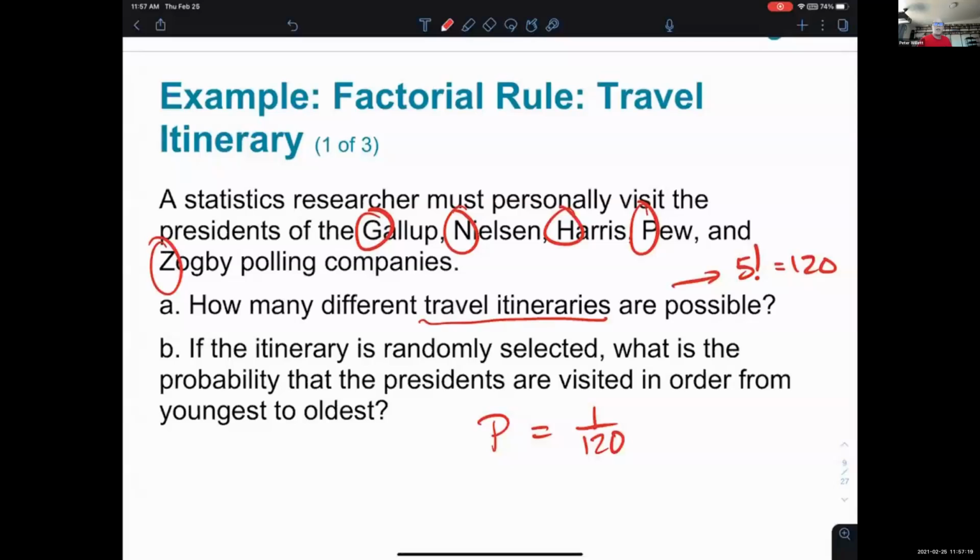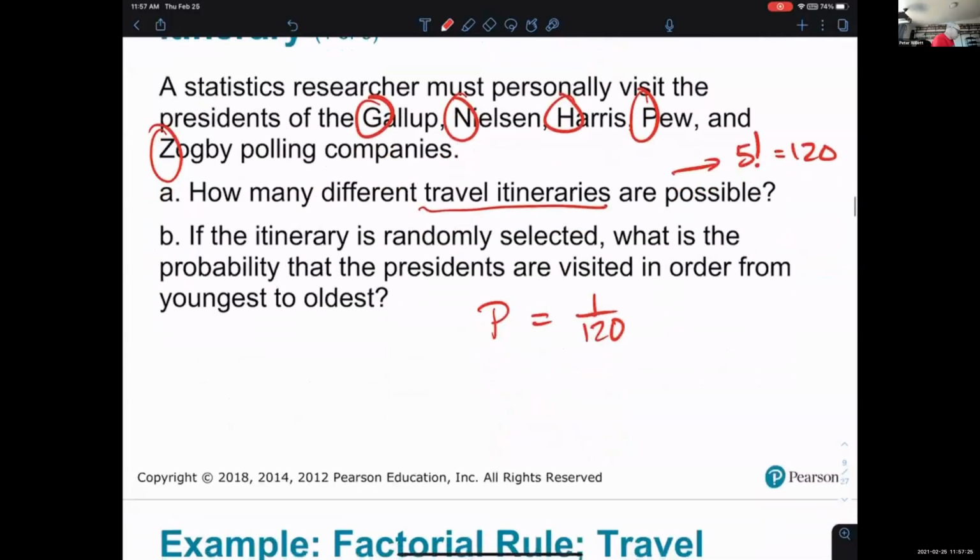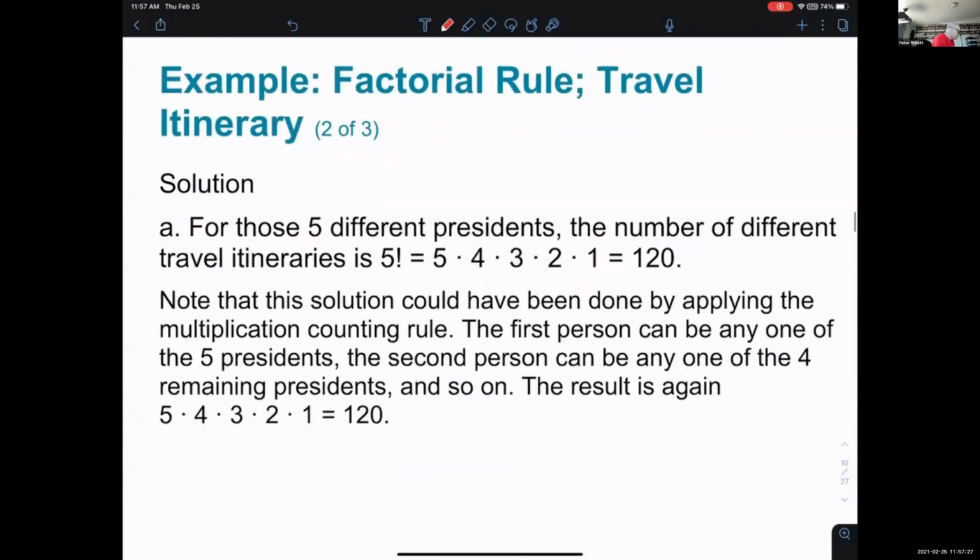So we are on slide 9. I think I can look at the next 2 slides because they're probably just going to do what I just did for you there. Solution: for these 5 different presidents, the number of different travel itineraries is 5 factorial. So look at that. They just jumped to this conclusion. That's the hard part right there. They just do it like it's an observation.